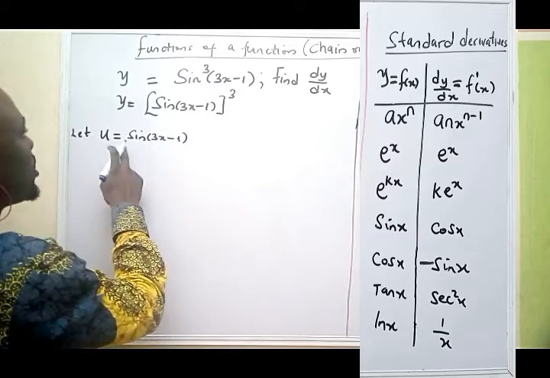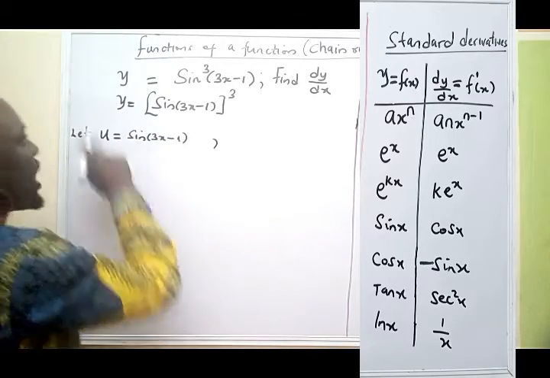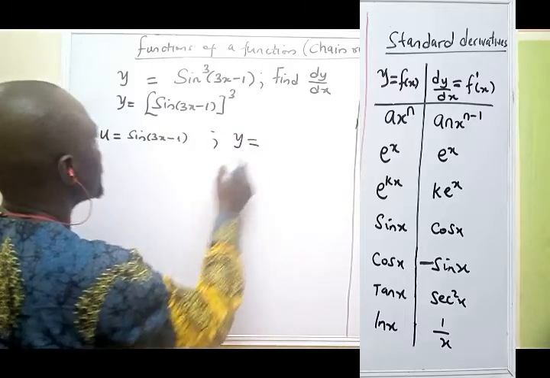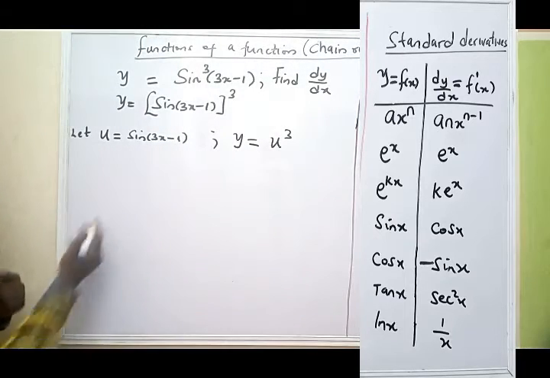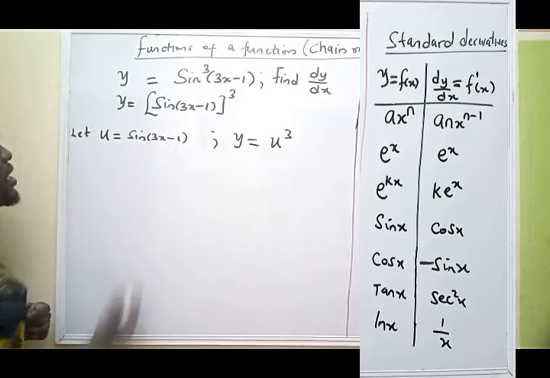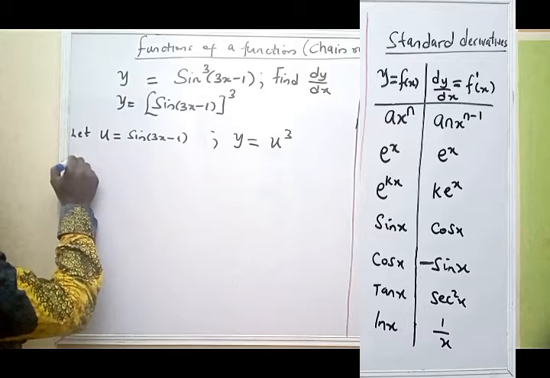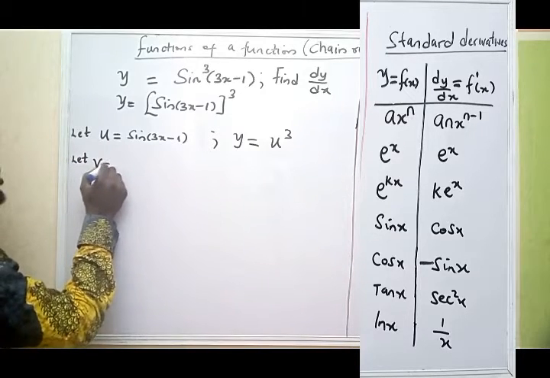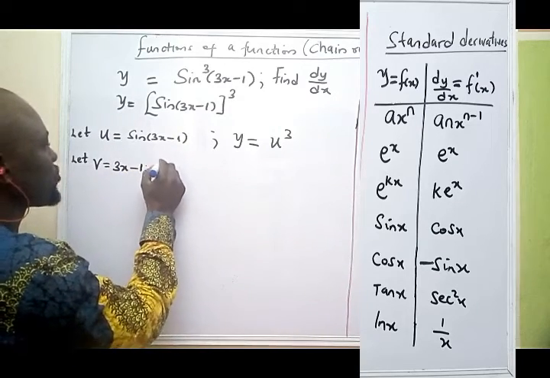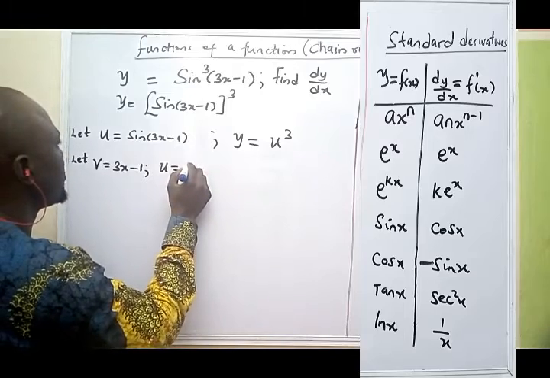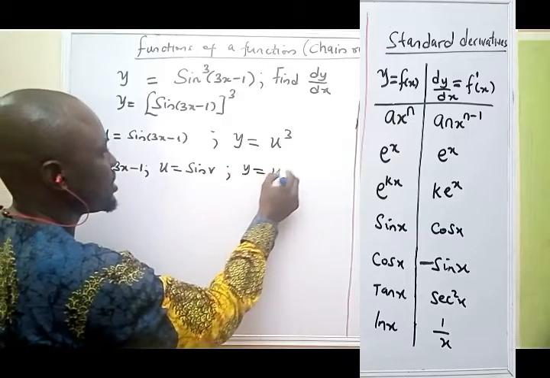So if I define u as this, I can now write another expression for y. My y will be u raised to the power 3. Now, if you look at this, sine (3x minus 1) is also a function of 3x minus 1. So I'll now say let v be 3x minus 1, and then I'll write an expression for u. u will be sine v, and then my y is already u raised to the power 3.